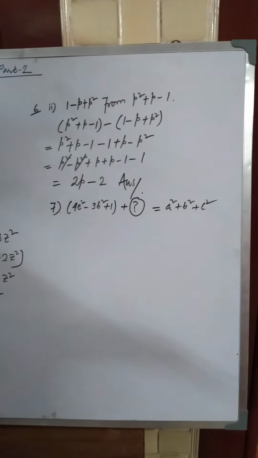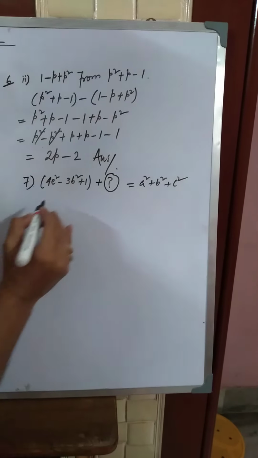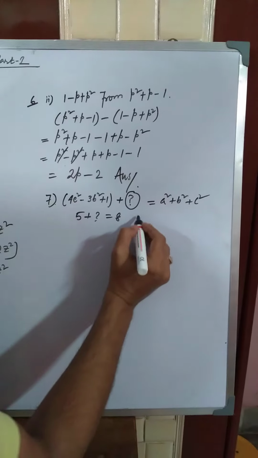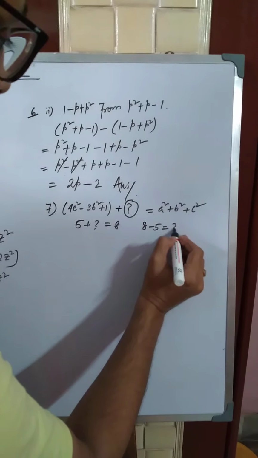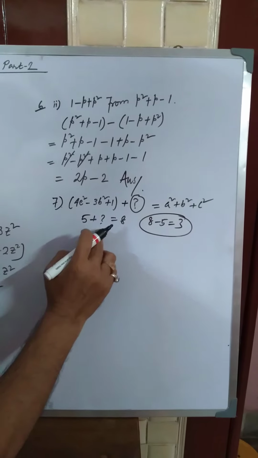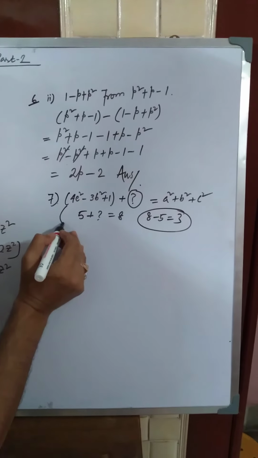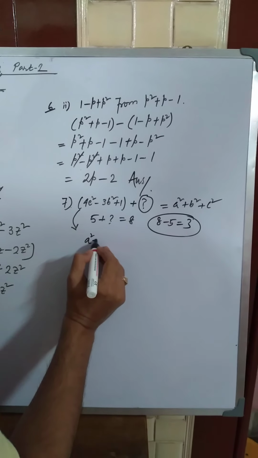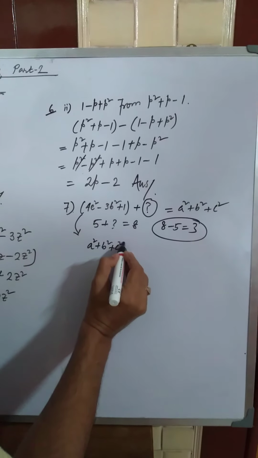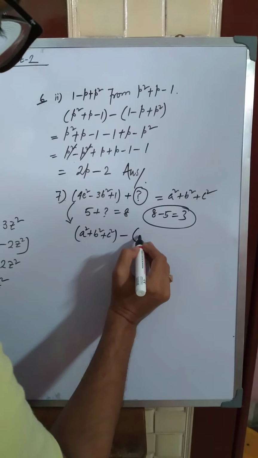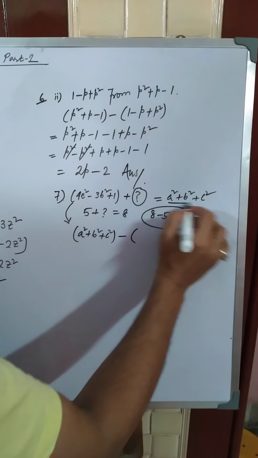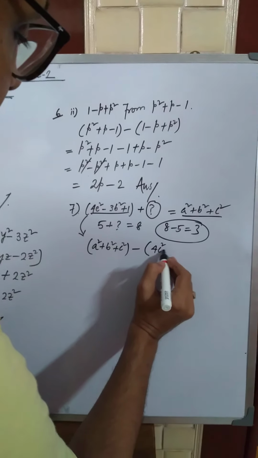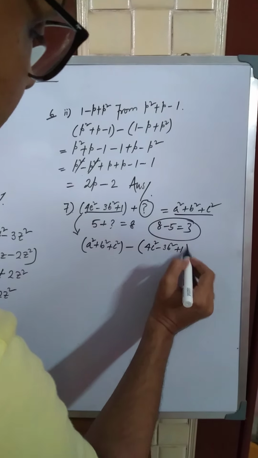Now think about this question. What should be added to 5 to get 8? Simply, you have to subtract 8 minus 5, that is 3. So 3 should be added with 5 to get 8. So with this concept, write down this result term: a square plus b square plus c square minus, within bracket, consider this is 8 and consider this is 5. So 8 minus 5: 4c square minus 3b square plus 1.